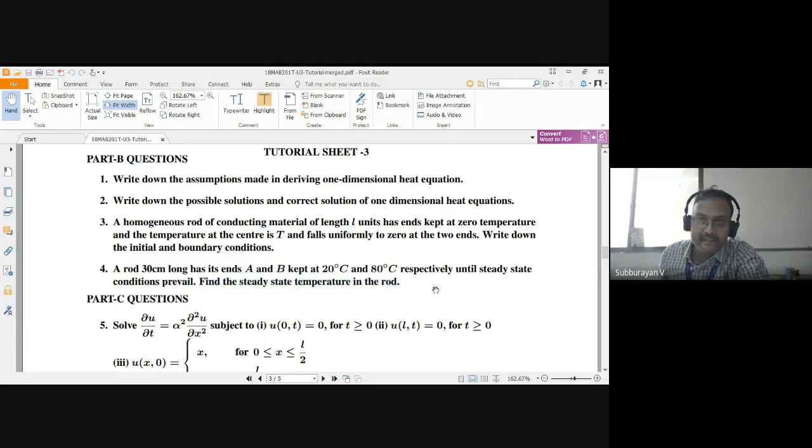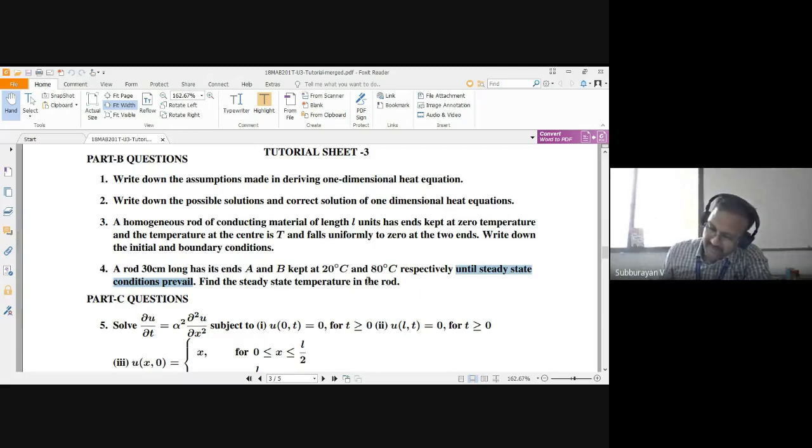See, until the steady state conditions prevail. There is some more part missing here. That means they reduce the temperature at both ends to 0 degrees Celsius. That part is missing. So I am assuming that the temperature at both ends is reduced to 0 degrees Celsius.